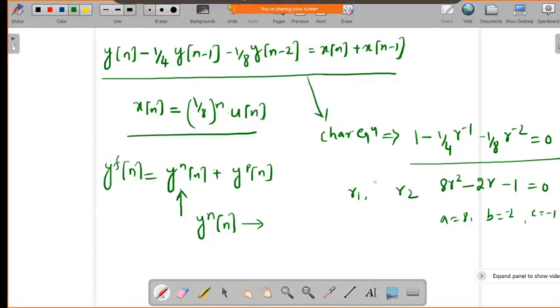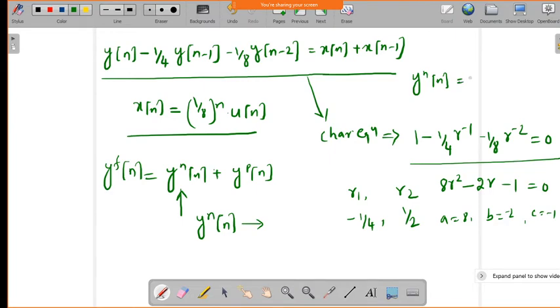So r1 we can take as minus 1 by 4 and r2 we can take as 1 by 2. Okay, so now what is the natural response equation? It is c1 into minus 1 by 4 power n plus c2 into 1 by 2 power n. Okay, so now this is the natural response.